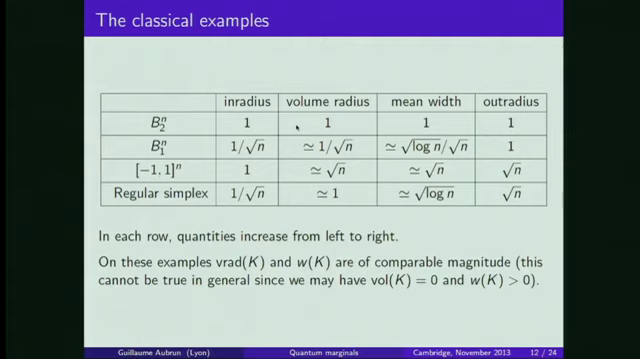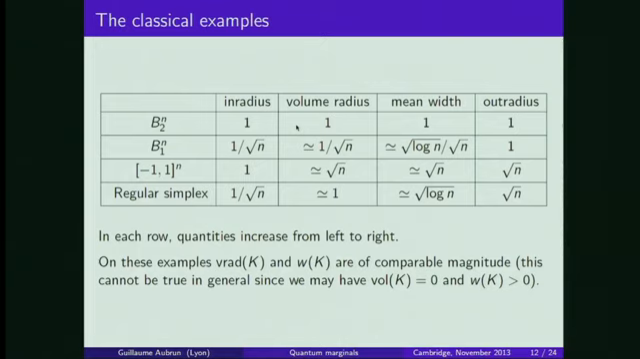So for the Euclidean ball, everything is equal to 1. The second line is the unit ball for the L1 norm. So it's an octahedron in dimension 3. And you see that the out radius is equal to 1 also. The in radius is equal to 1 over square root of n. And the volume radius is comparable to the in radius. And the mean width is only slightly larger, by a factor of square root of logarithm.